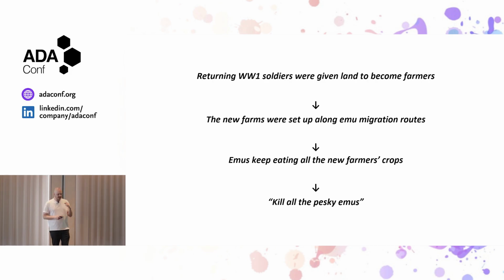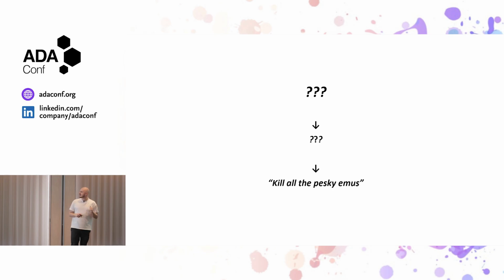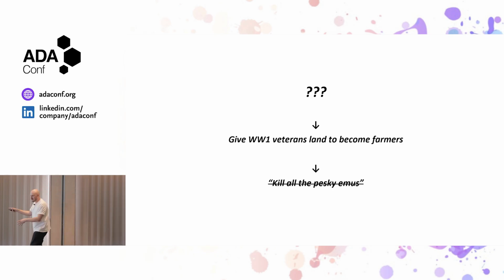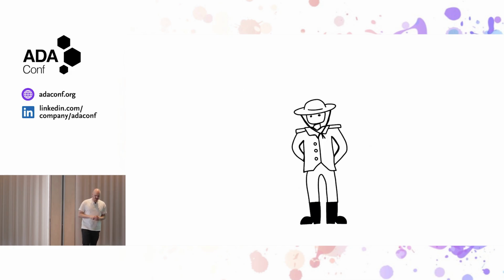Well, in fact, it was a way for the Australian government to give returning World War I soldiers cheap land on which to become farmers and to become self-sufficient. So, in reality, the goal was never actually to kill all the pesky emus. That was merely an implementation detail of a possible solution to the real problem of how to find these World War I veterans, these soldiers, employment.